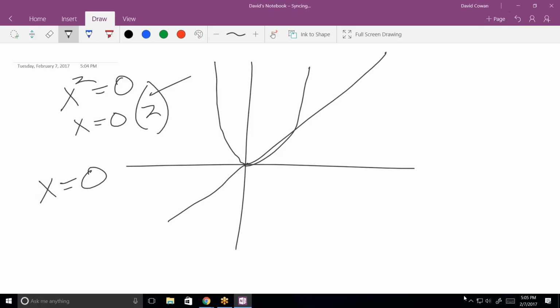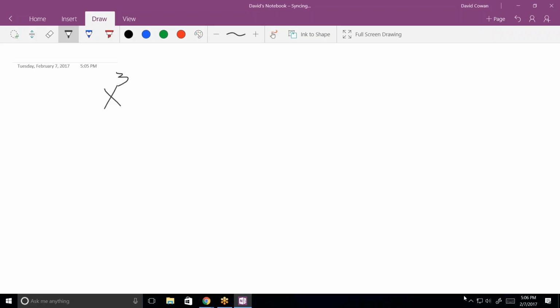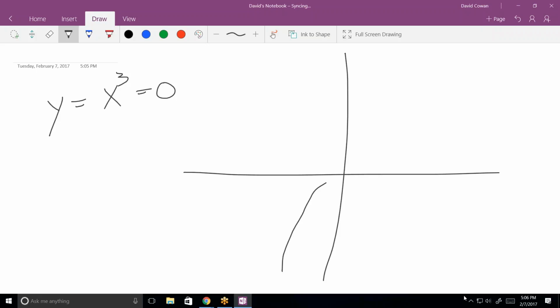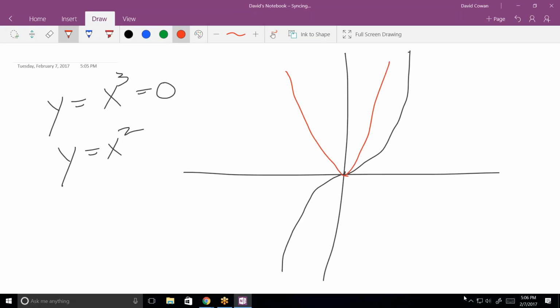If I had y equals x cubed, well, that looks like this. Get to the 0, and there's 3 of them, which is odd, so it goes through and on up. Whereas when we had y equals x squared, that goes down, comes back up, does not go through the x-axis because it has even multiplicity.